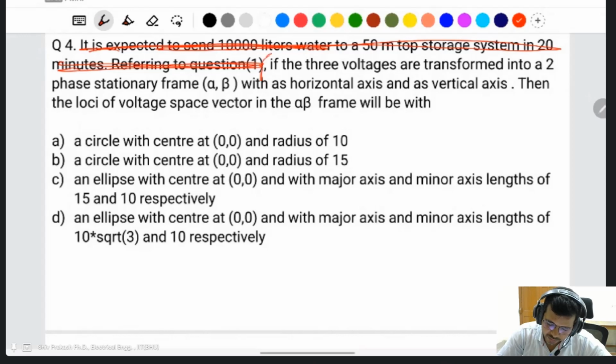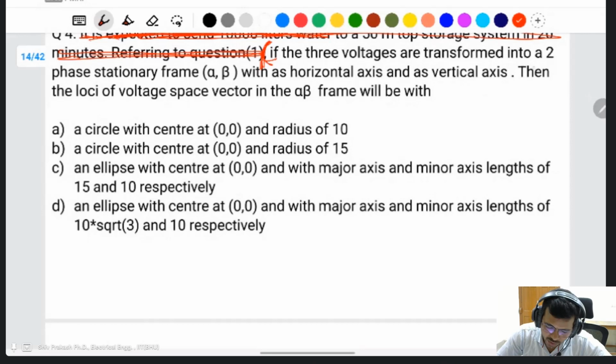This question starts from here. If the three phase voltages are transformed into a two phase stationary frame alpha beta, with alpha as the horizontal axis and beta as the vertical axis, then the locus of the voltage space vector in the alpha beta frame will be: a circle with a center at 0 0 and radius of 10; a circle with a center at 0 0 and radius of 15; an ellipse with a center at 0 0 and major and minor axis lengths of 10 and 15; or an ellipse with a center at 0 0 and major and minor axis lengths of 10 and 10 square root of 3 respectively.